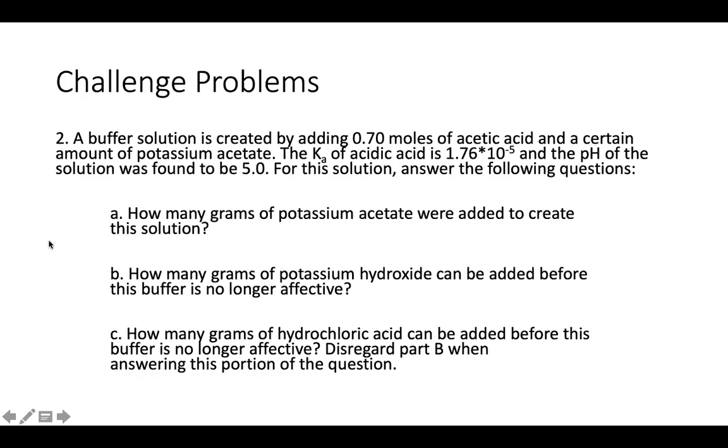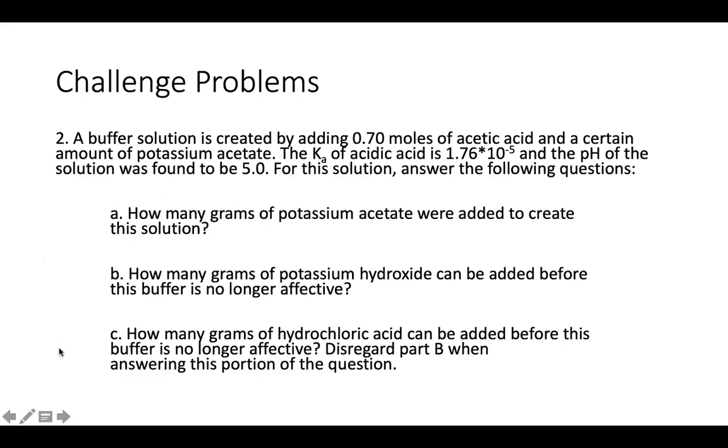The second question is a buffer question. Again, this is a very intensive, long buffer question. I would not expect them to give you all 3 parts like this. They could give you maybe 2 of these parts, right?